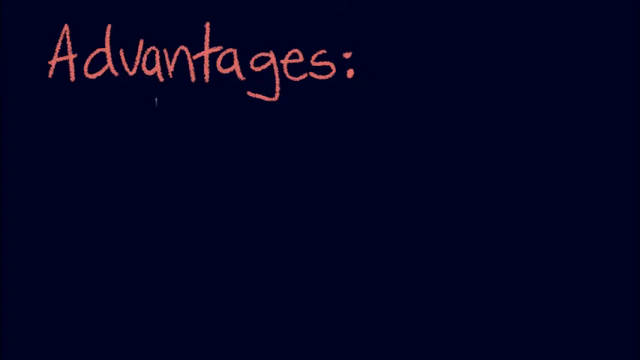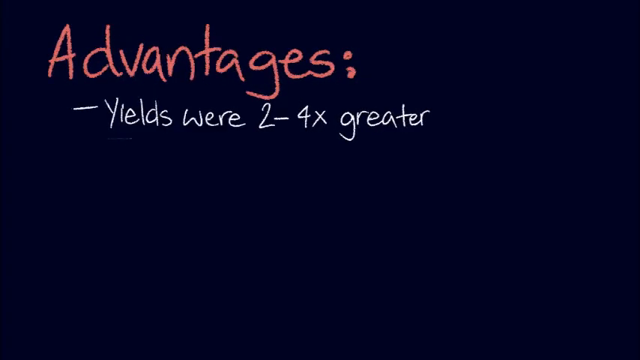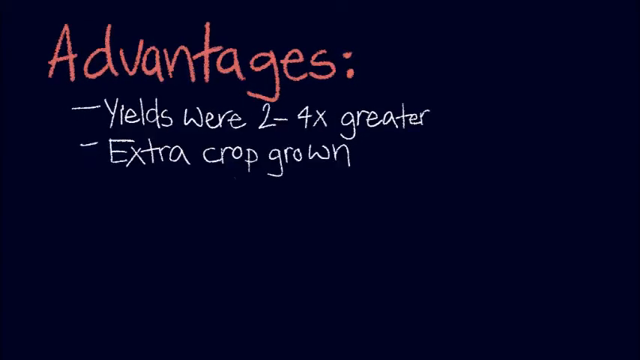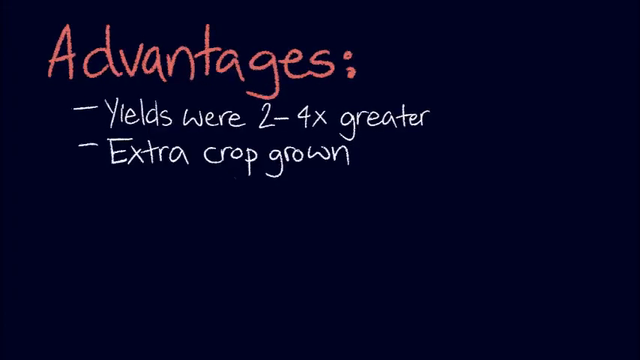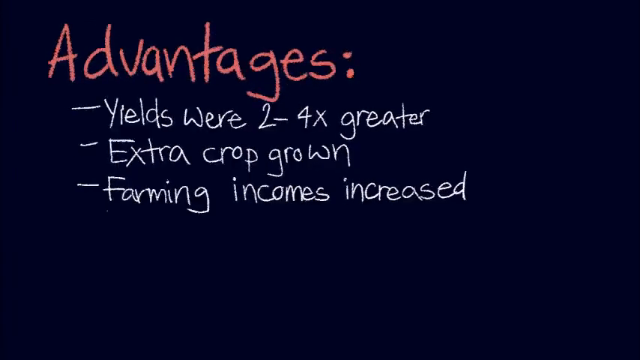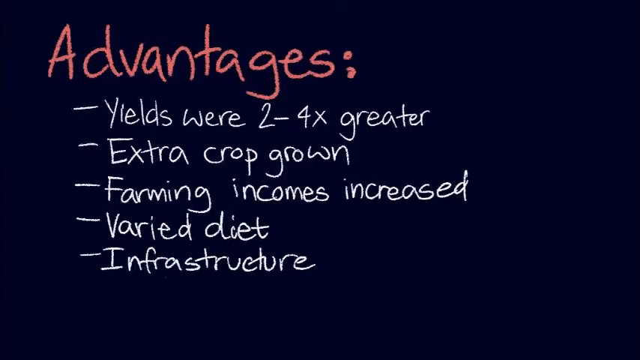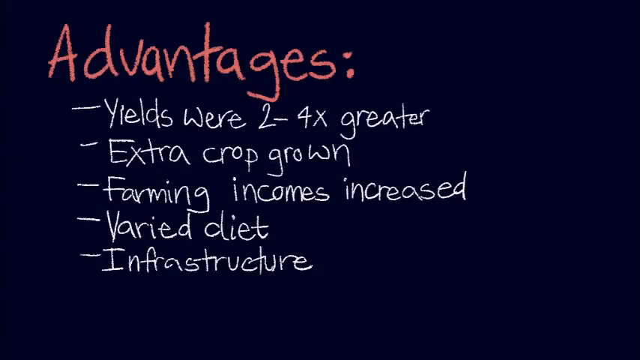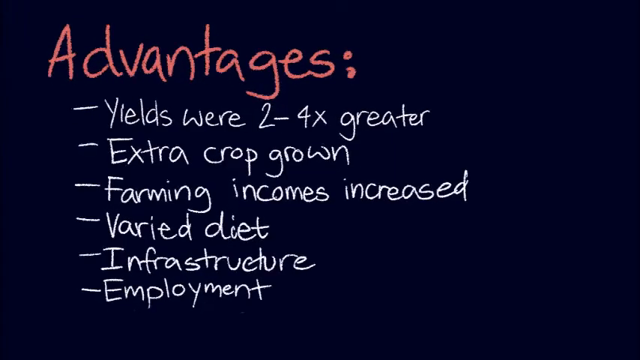However, with everything, there were arguments made against and for the introduction of these crops. The advantages were that A. Yields are 2 to 4 times greater than before. B. The shorter growing season allowed for an extra crop to be grown. Farming incomes have increased, allowing for the purchase of better equipment, seeds, fertilizers, etc. The diet became more varied. Local infrastructure had to improve due to the market approach, new employment opportunities, and an increase in the need and usage of irrigation.